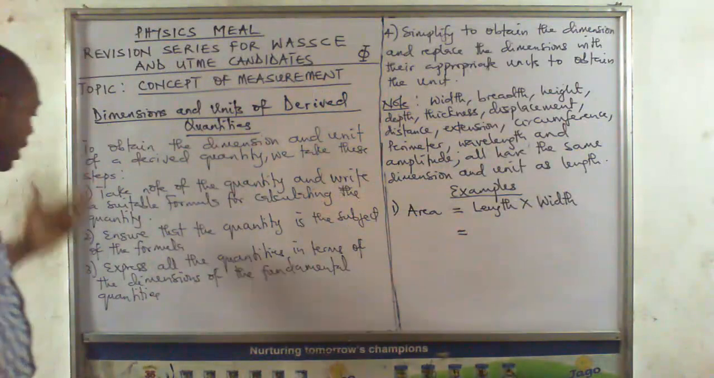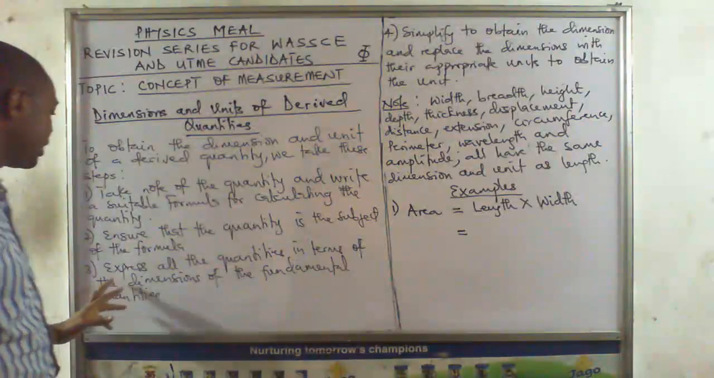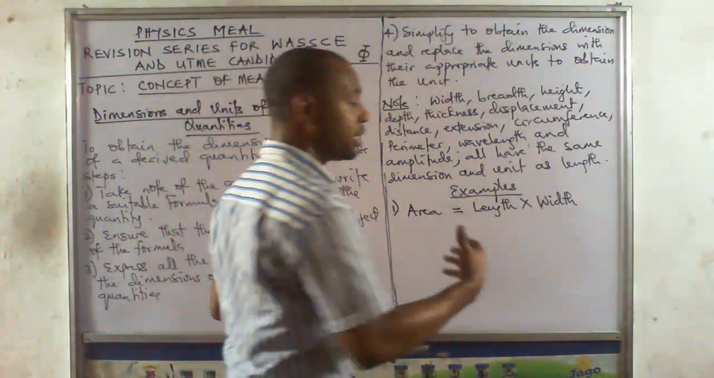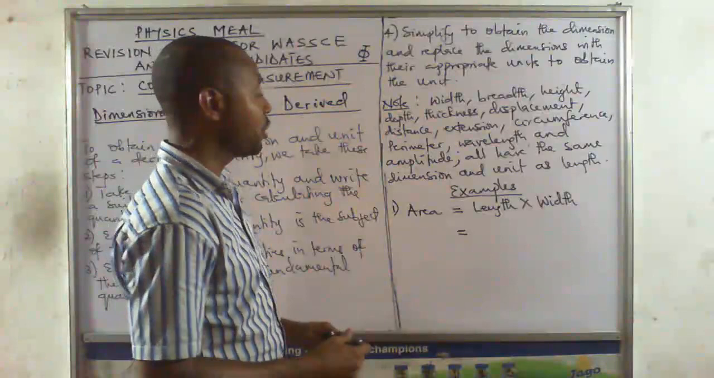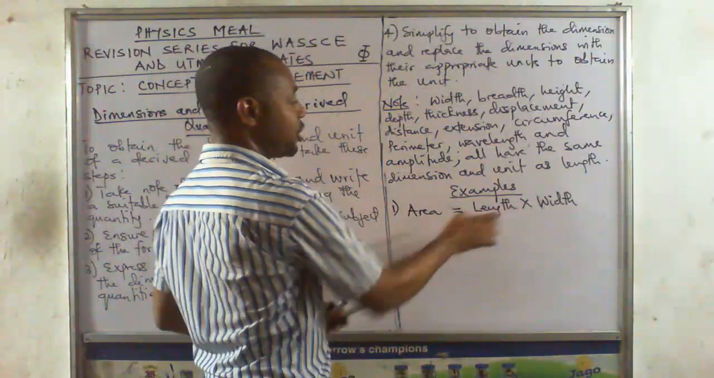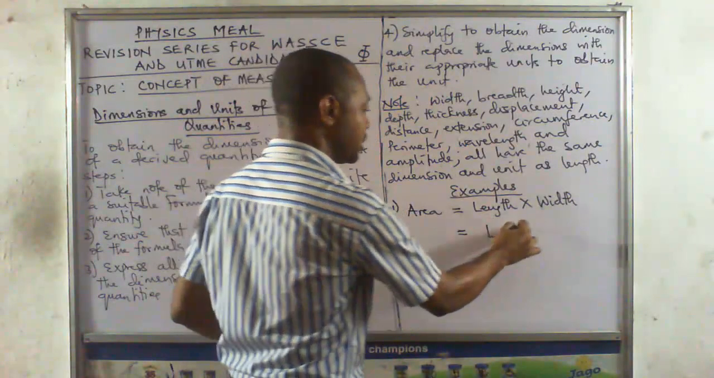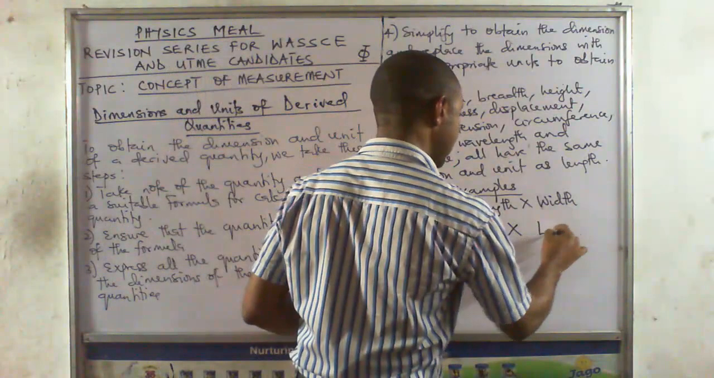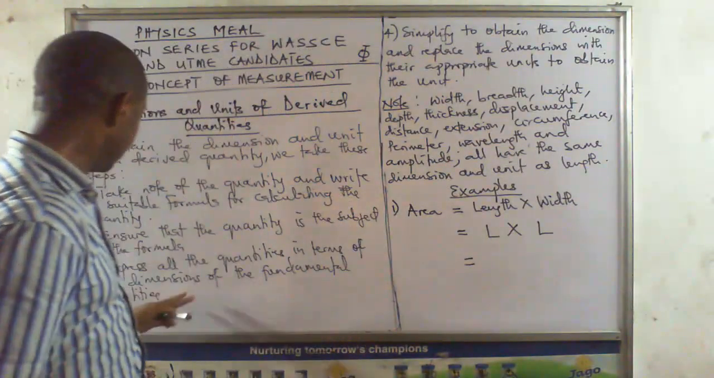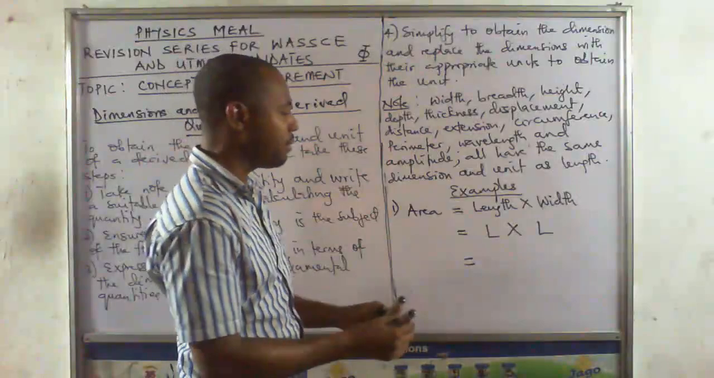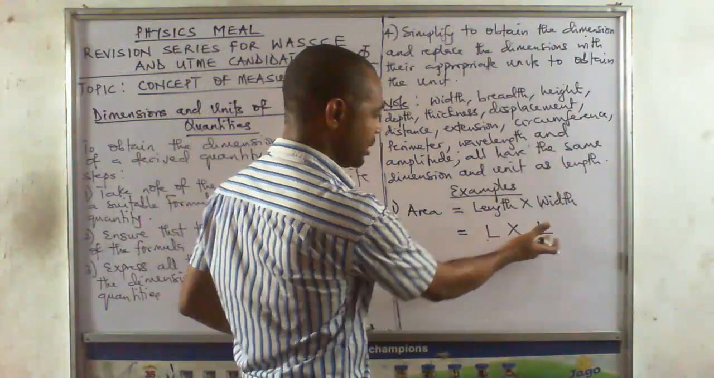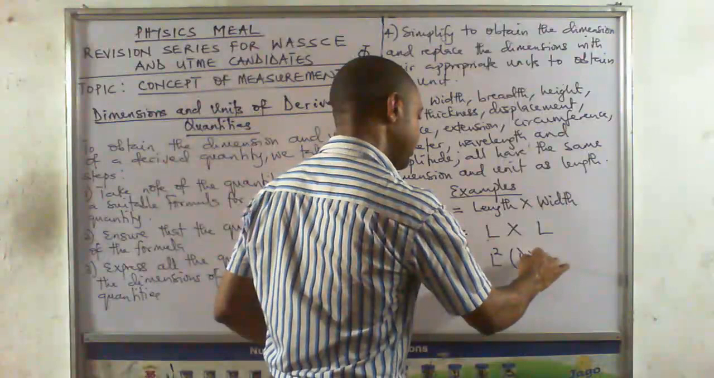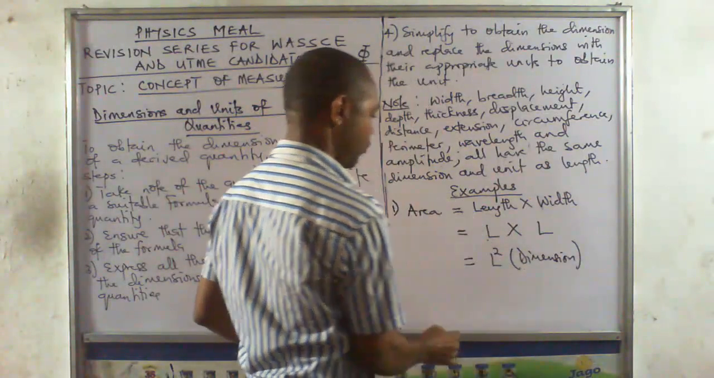So we are still following our steps. Now, express all the quantities in terms of the dimensions of the fundamental quantity. We are going to express these two quantities in terms of the dimensions of the fundamental quantity. Now, length. What's the dimension of length? We know it is L, so it's a fundamental quantity. We have also, by virtue of what we have written here, the dimension of width is also what? Length. So that's what we have done now. They say simplify to obtain the dimension. Let's simplify this. Length times length will give us length squared. That's the dimension of area.